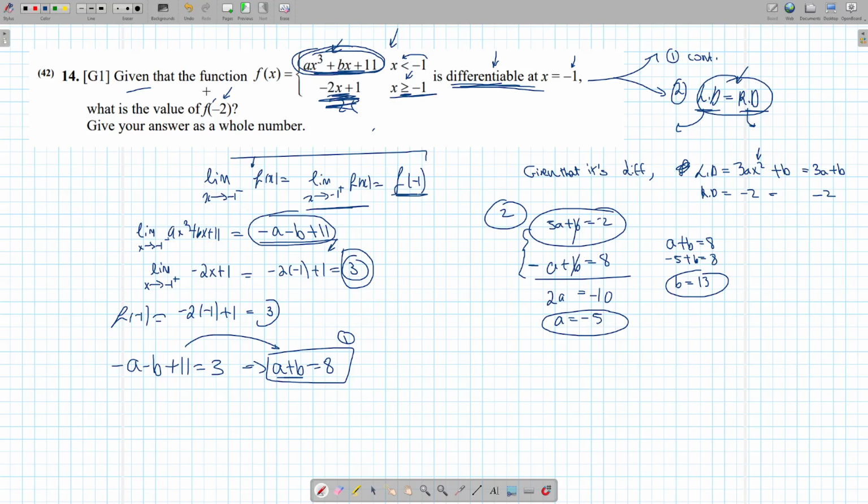Are we done? No. They want f of negative 2. So you need to substitute negative 2 into the equation. Substituting negative 2 into the equation over here gets you in terms of a and b. But now since we found a and b, we can simply find it. So it's going to be negative 5 times negative 2 cubed plus b, which is 13, times again negative 2 plus 11. I'm just substituting the values we got: x is negative 2, and a and b are negative 5 and 13. Doing this on your calculator, you get 40 minus 26, which is 14, plus 11, 25. So the answer should be 25.